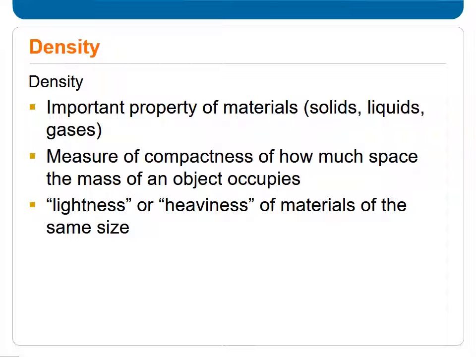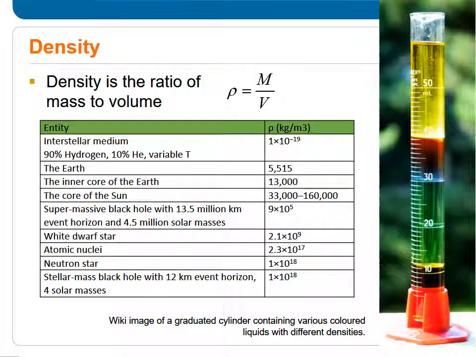Density is an important property of materials. It is a measure of compactness, of how much space the mass of an object occupies. It can be thought of as the lightness or heaviness of materials of the same size. Density is the ratio of mass to volume.